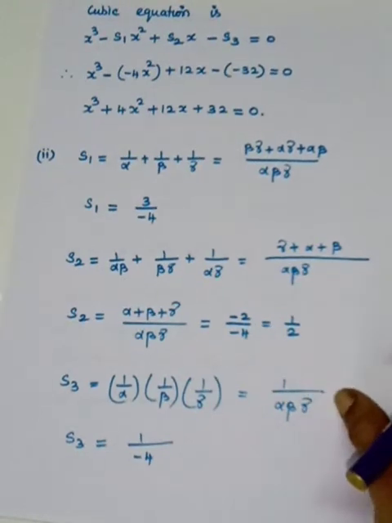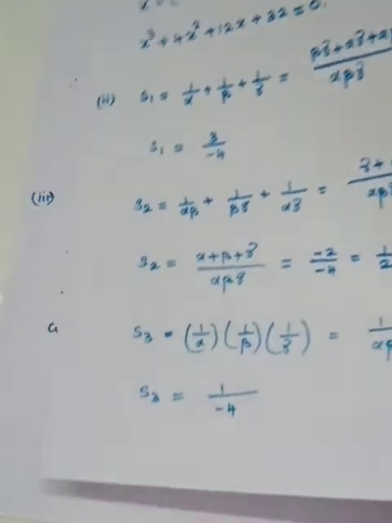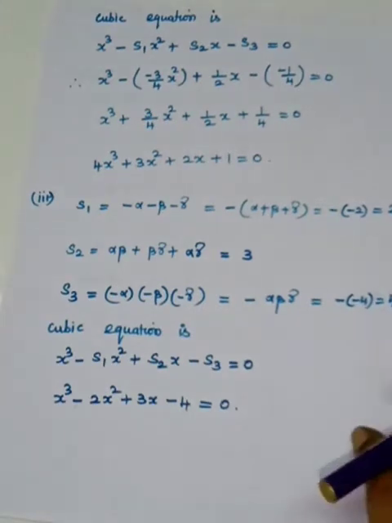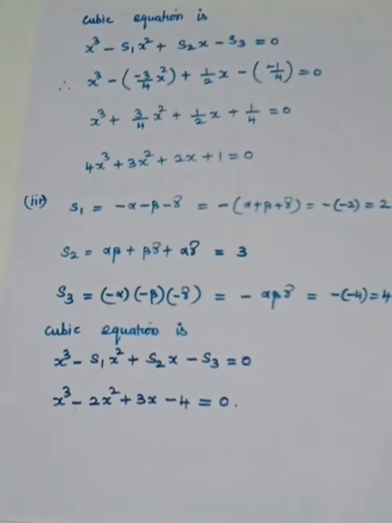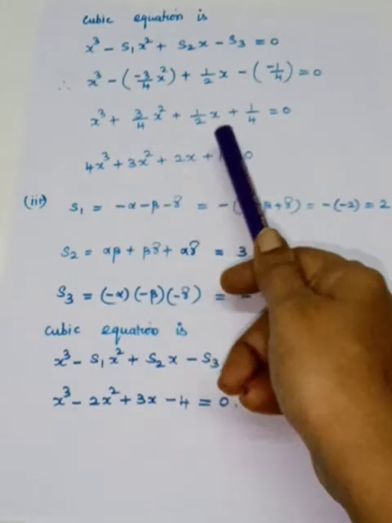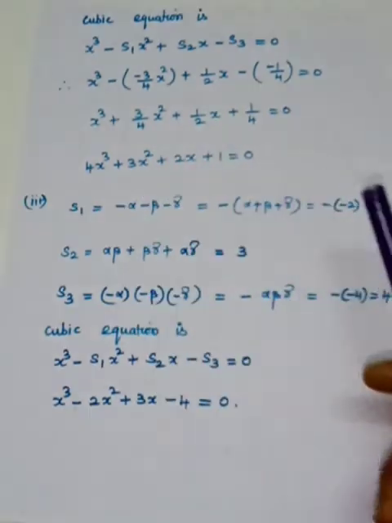What is the formula to write the equation? It is x cube minus S1 x squared plus S2 x minus S3 is equal to 0. So the values have to be substituted. And if you take the LCM, the LCM is 4. So you will get this equation.